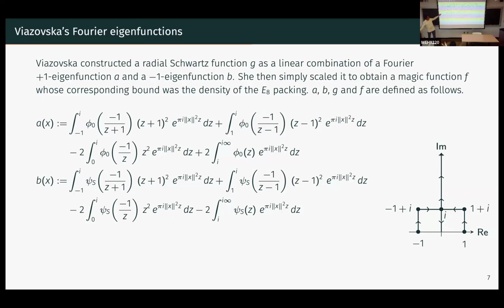So anyway, given these functions A and B, you can obtain a magic function G. Well, I suppose technically the magic function is a scaling of G. But you can obtain this by doing some linear combination of A and B. You get these coefficients by inspecting the values of A and B at specific points. I'm not going to go into it. But really, that picture is the one that I want you to keep in mind.